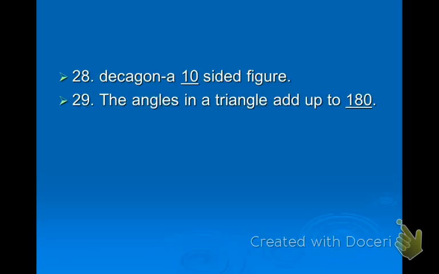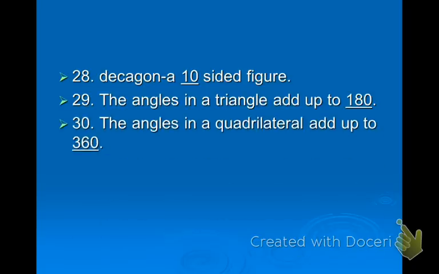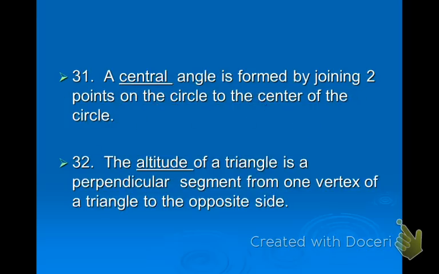We're going to use that later on, but that's an important fact to know. Angles in a triangle add up to 180 degrees. The angles in a quadrilateral add up to 360 degrees. 4 90-degree angles, like in a square or a rectangle, should make that easy to remember.